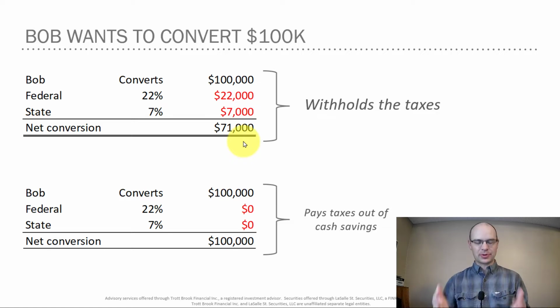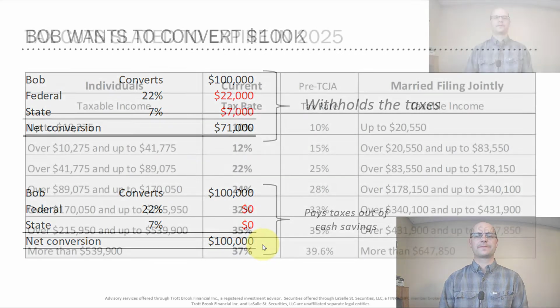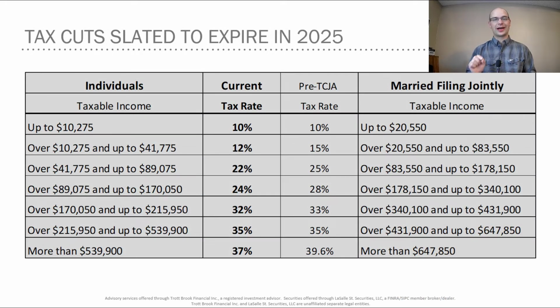And herein lies the opportunity for folks who have a big pile of cash that they don't really have anything to do with. Let's say Bob was in that case. Let's say he had a couple hundred thousand dollars just sitting in the bank doing nothing, eroding away with inflation. Well, what Bob could do is convert his entire $100,000 into the Roth and pay the income tax out of those cash savings that he has on the side. The result of that is it maximizes the amount of dollars that he's converting from a pre-tax into that after-tax savings bucket.